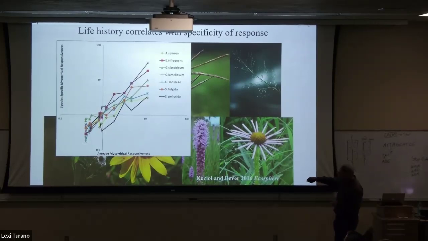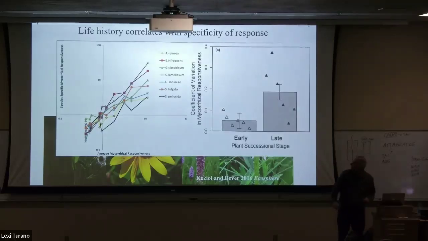So the early successional species, not a lot of range, and it doesn't matter much what the fungus is. These mid and late successional species, high variation in how responsive they are, depending on the identity of the mycorrhizal fungus they were inoculated with. So we can represent that statistically as the coefficient of variation, the ratio of the variance over the mean. And the late successional species have greater sensitivity to the identity of mycorrhizal fungi than the early successional species. And that's a test of 12 species.